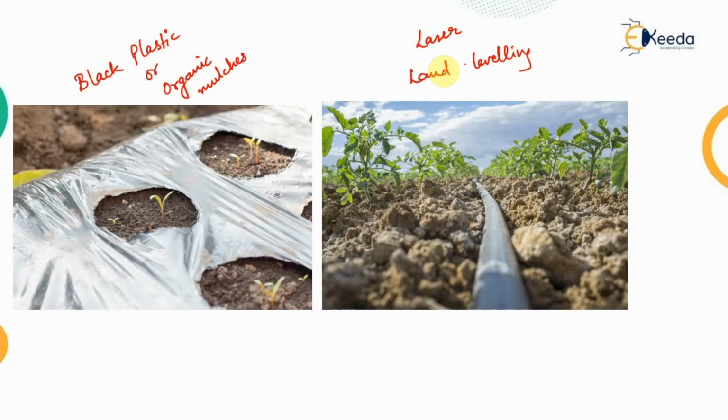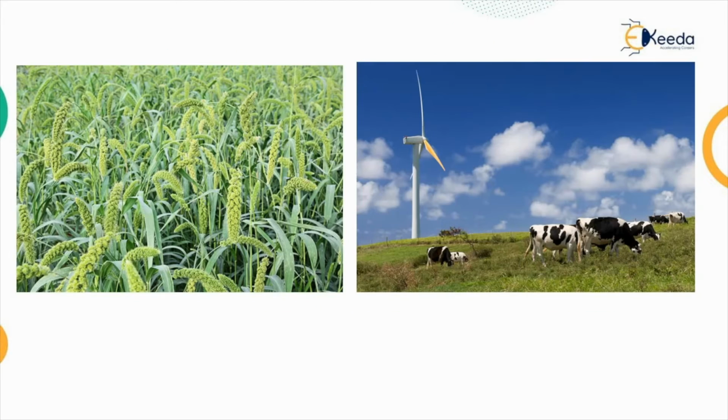Now it helps in accurate distribution of the water, it helps in saving the water, it helps in conservation of the soil nutrients. So there are numerous advantages of using this laser land leveling as the water conservation method in the irrigation processes.